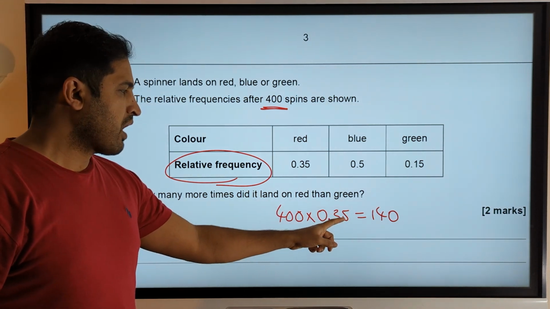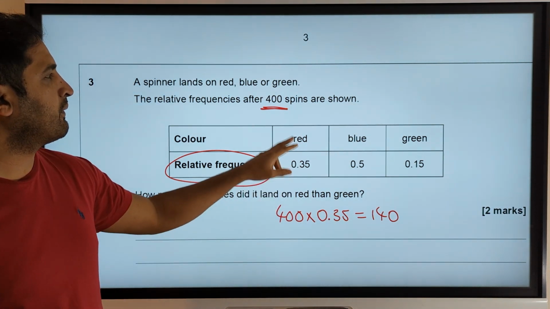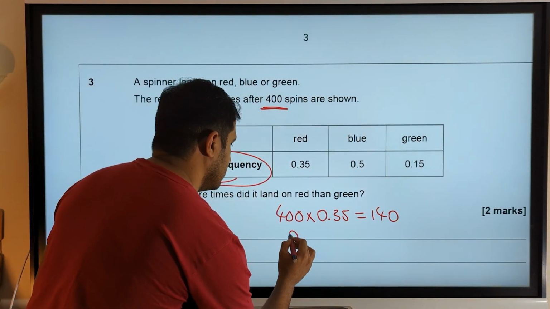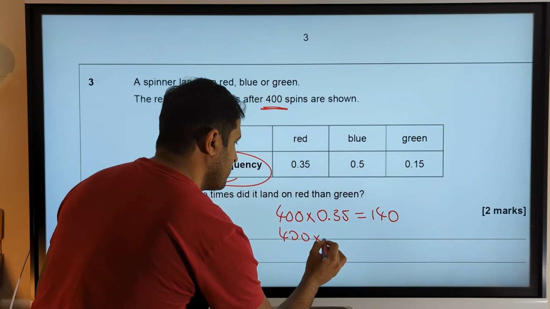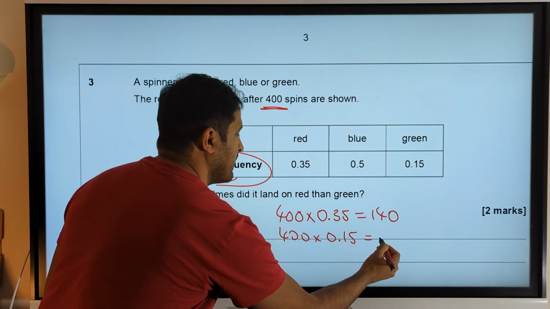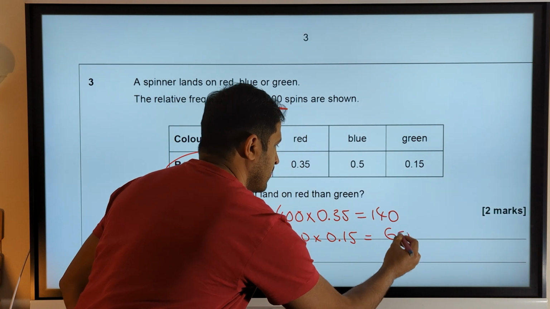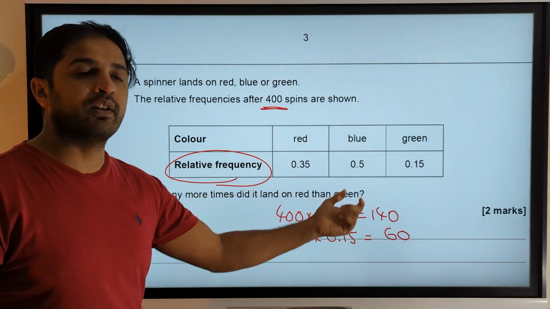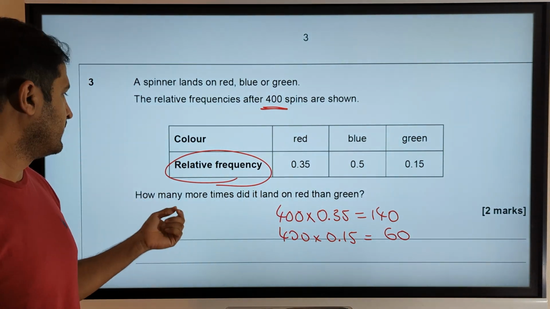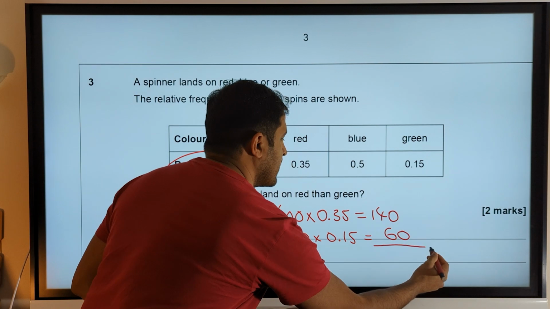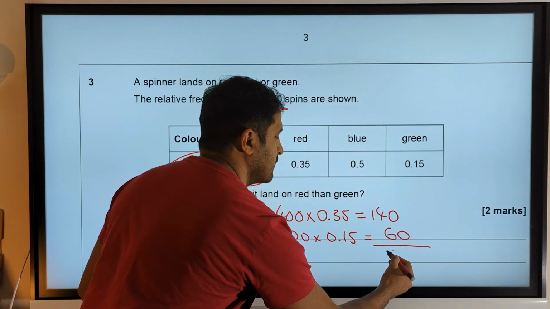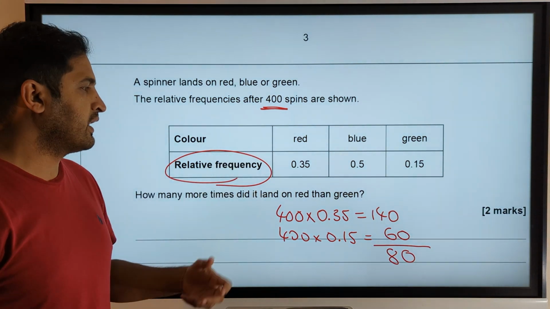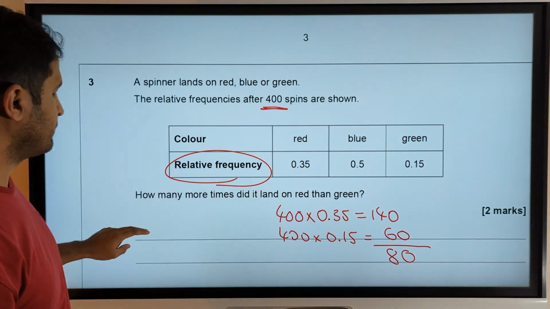So I can do 35 per 100. And then if I wanted to work out how many times it landed on the green, I'm doing 400 multiplied by 0.15. That gives me 60. So the question is, how many times did it land on red more than the green? So we just take away. 140 take away 60 gives me 80. So it landed on the red 80 more times than it landed on green. That's it. That's 2 marks for that.